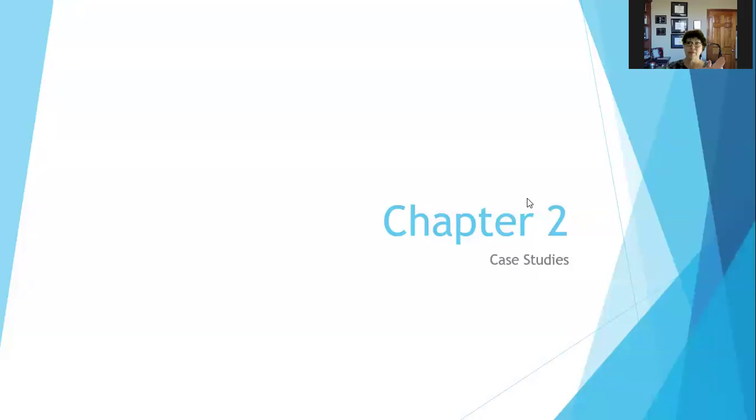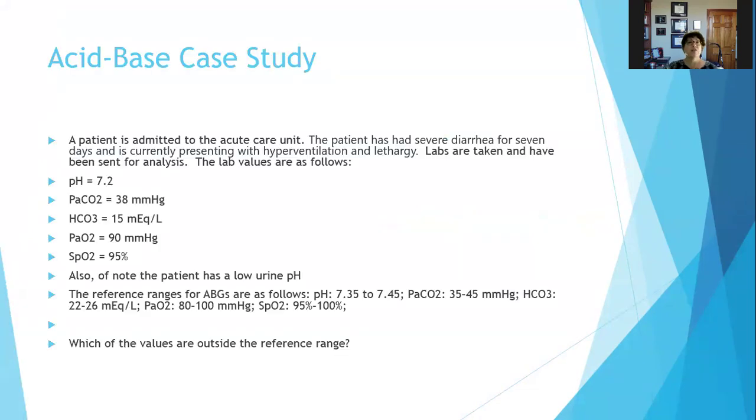All right, let's go through some case studies for acid-base and electrolyte imbalances. A patient is admitted to the acute care unit. The patient has had severe diarrhea for 7 days and is currently presenting with hyperventilation and lethargy. The labs are taken and have been sent for analysis, and here are the lab values that come back.